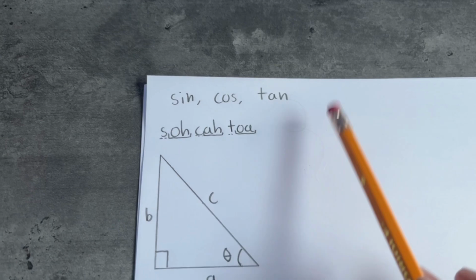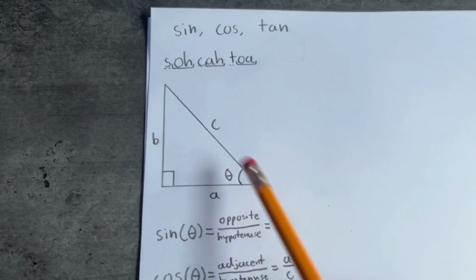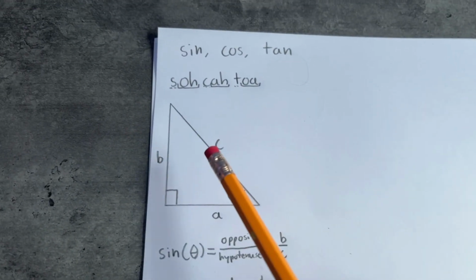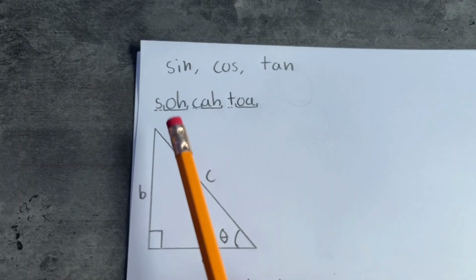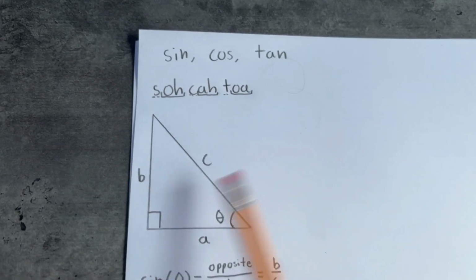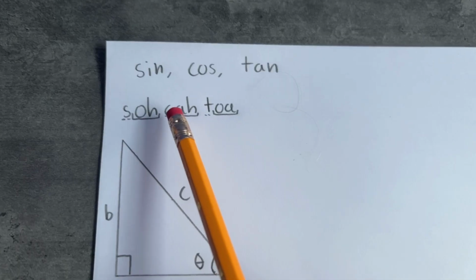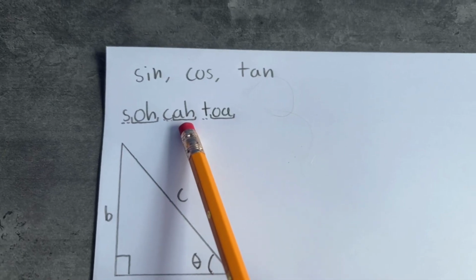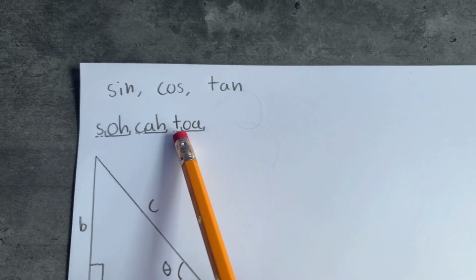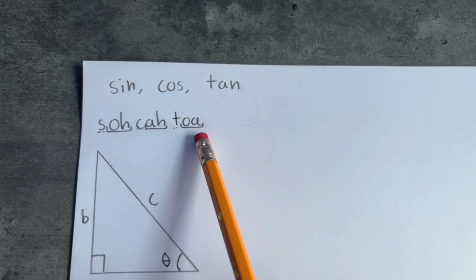Sine, cosine, and tangent are all functions that you can apply to an angle in a right triangle that is not the right angle. You can use the acronym SOHCAHTOA to remember what each function does. What sine does, it divides the opposite leg by the hypotenuse. What cosine does is it divides the adjacent leg by the hypotenuse. And what tangent does is it divides the opposite leg by the adjacent leg.